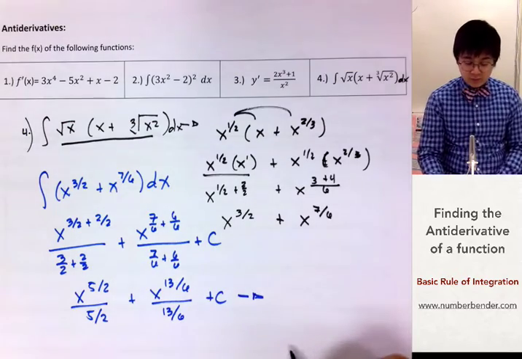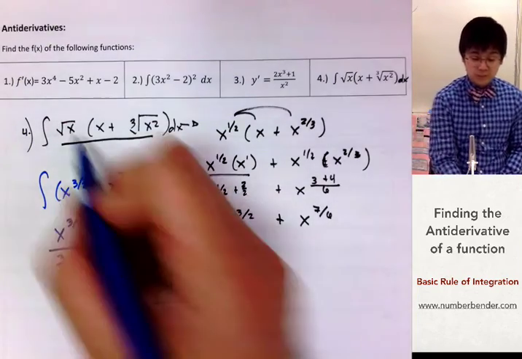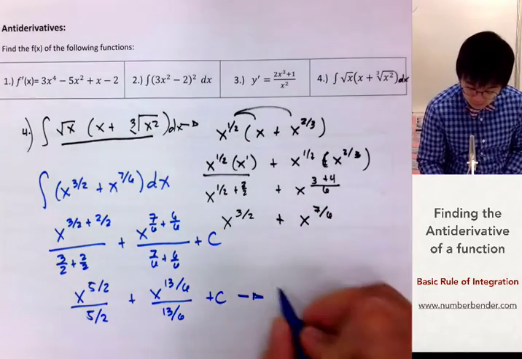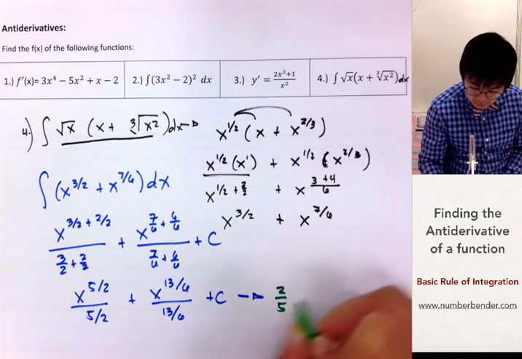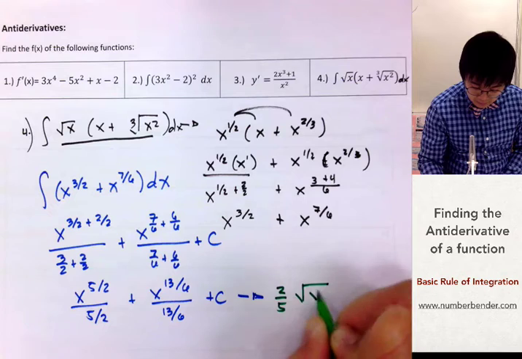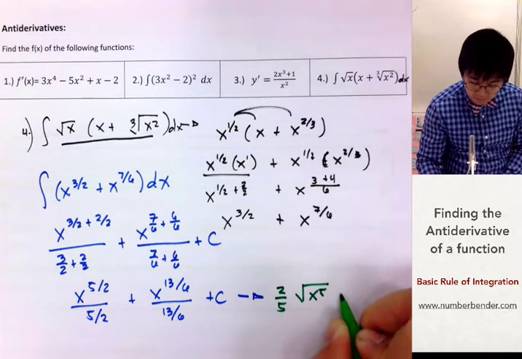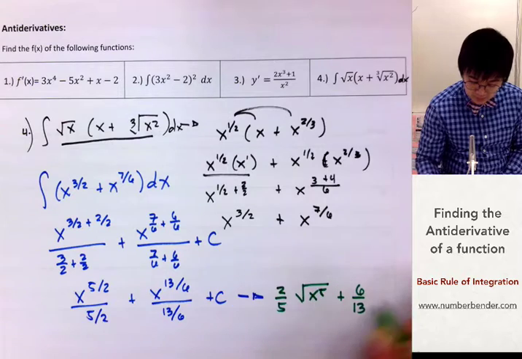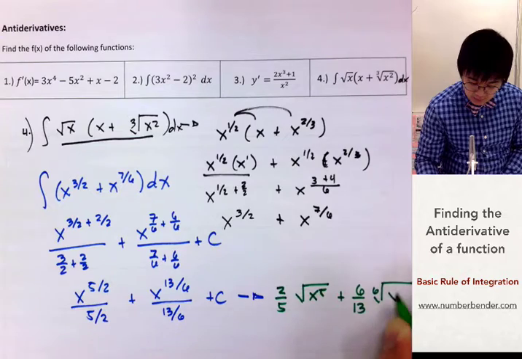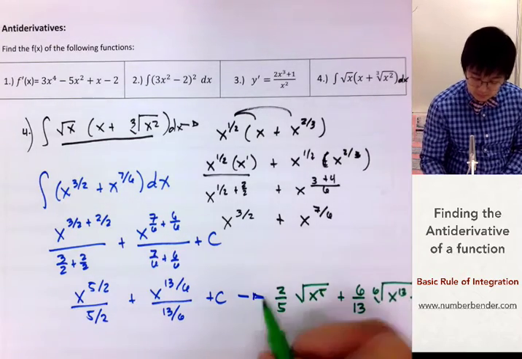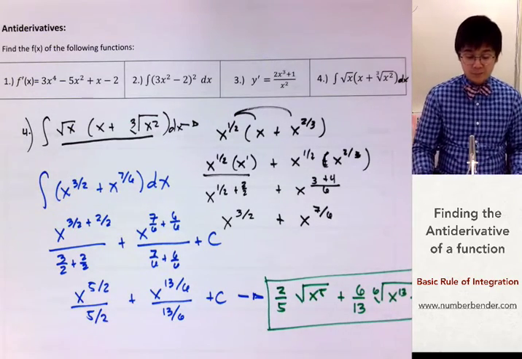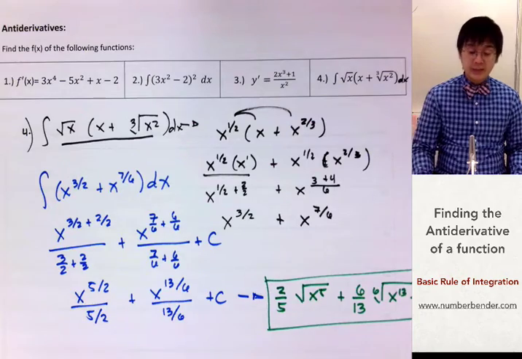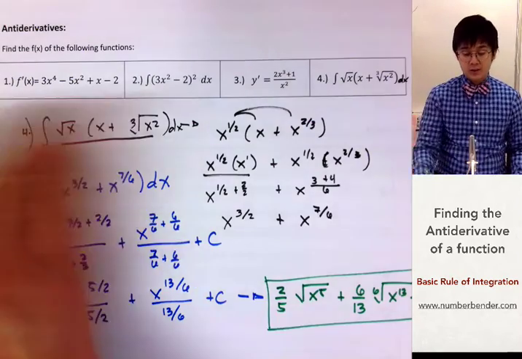If you want to further simplify this and change it back to its radical form, this can be changed into 2 over 5 square root of x to the 5th plus 6 over 13 sixth root of x to the 13 plus c. So this is how we use a single rule in finding the antiderivative of these functions.